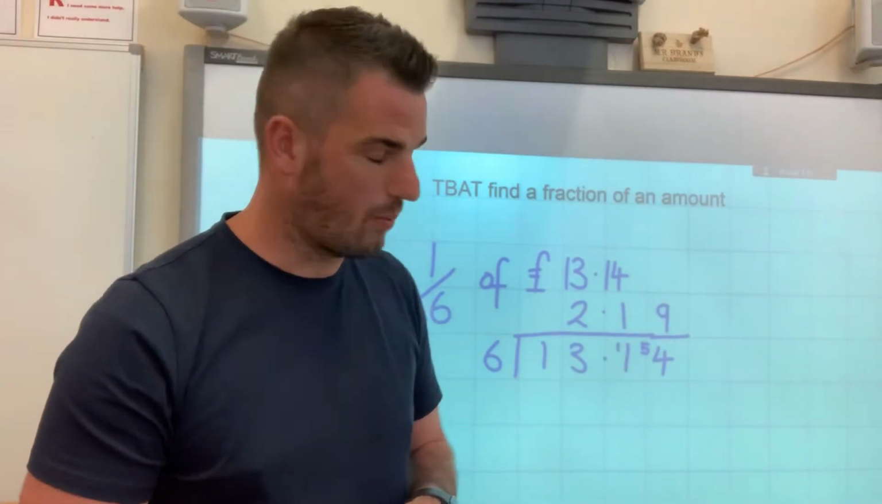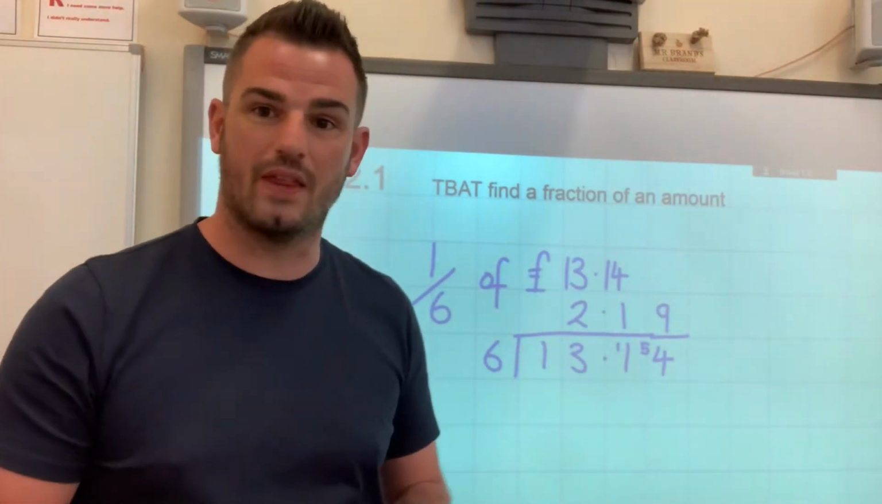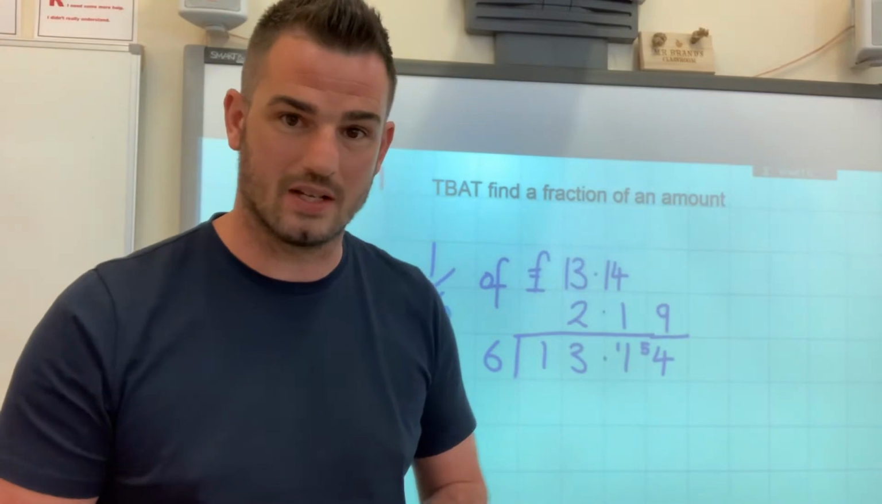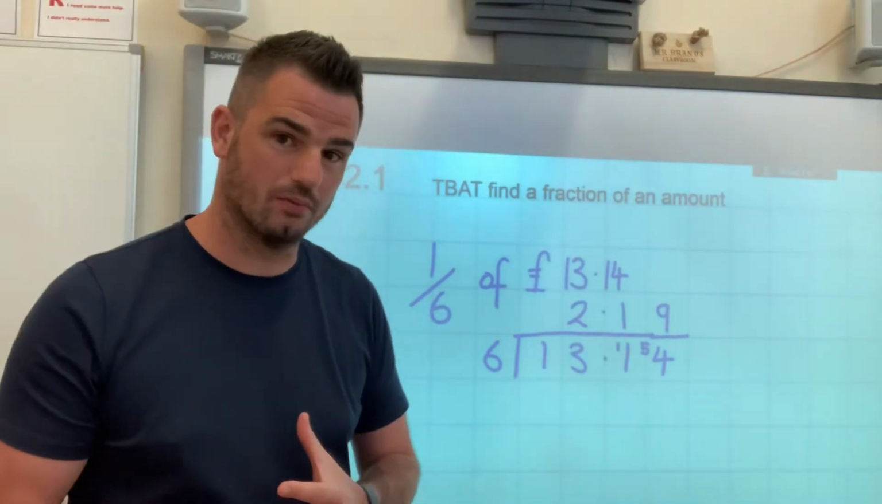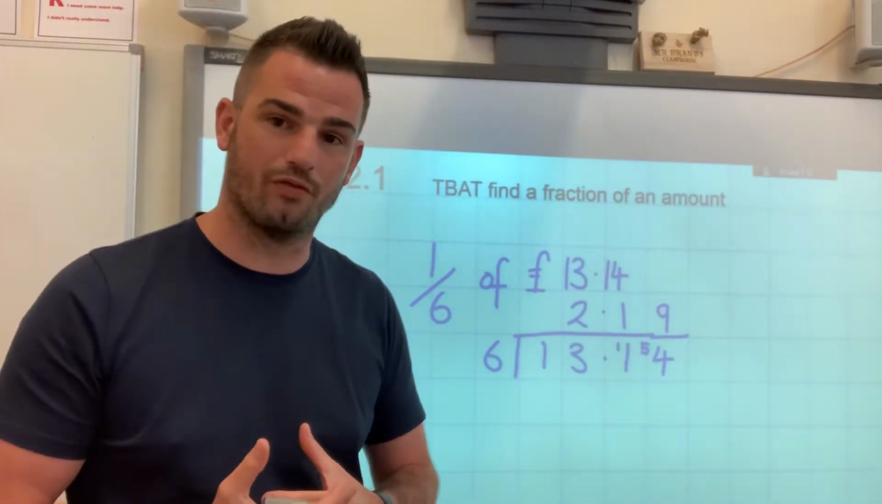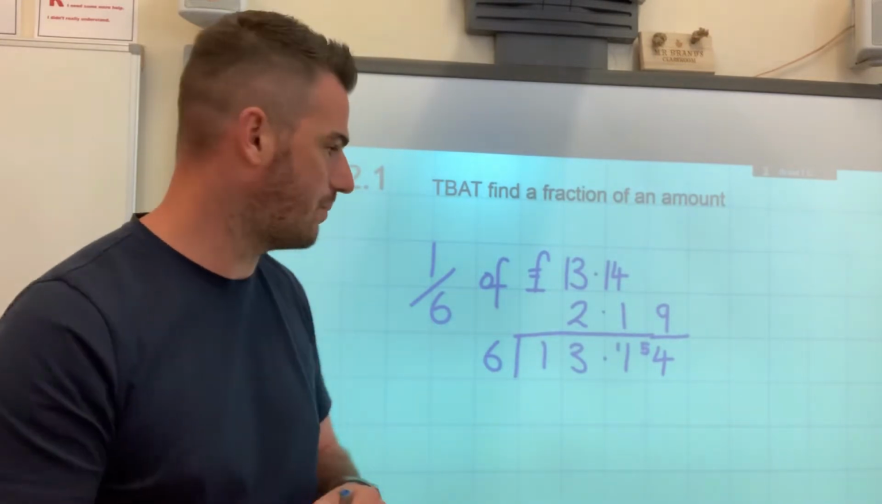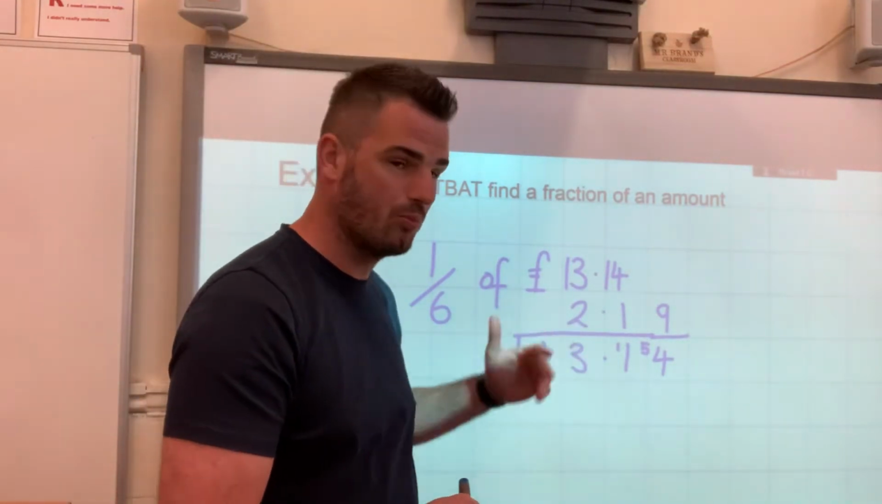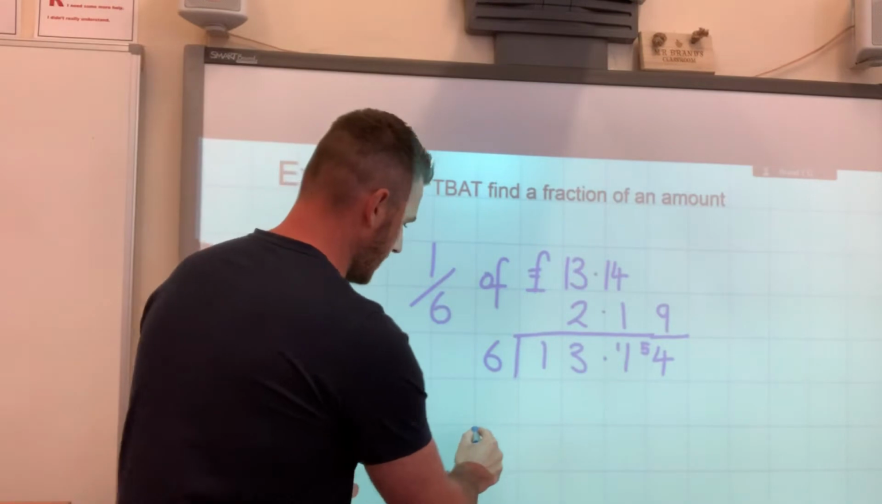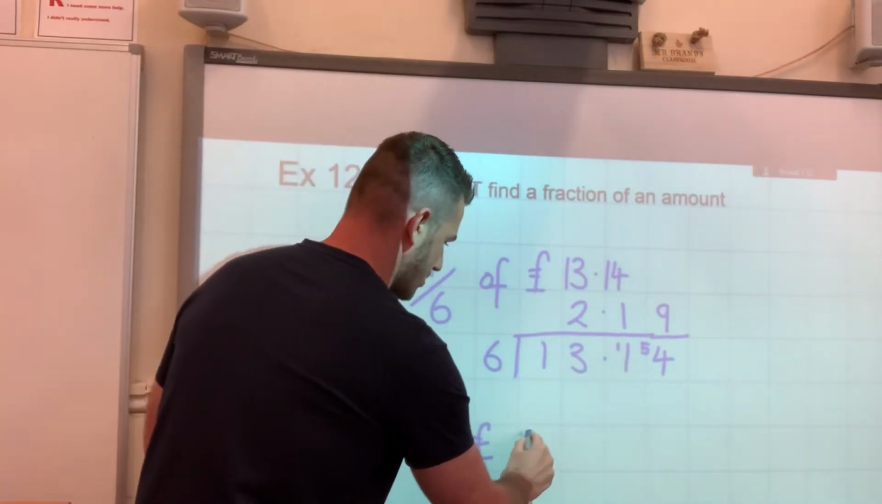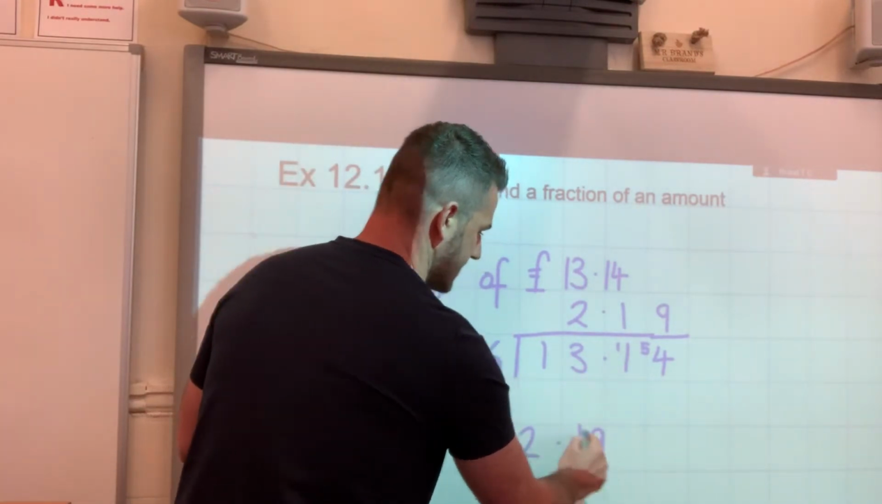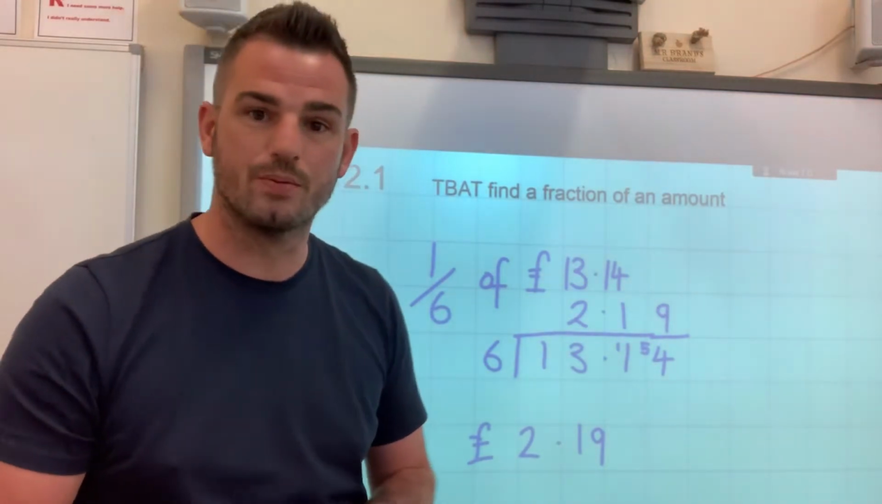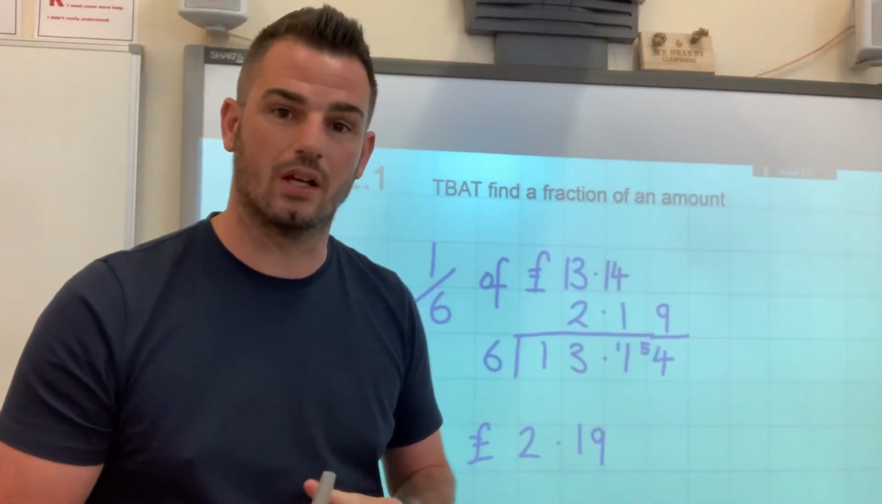Now what we must make sure we do with a question like this, as you'll find throughout the exercise, is remember we've got a unit of measure. It's not just 13.14, it's £13 and 14 pence. So we need to say, how much is that? Well, we use our pound sign and we say it's £2 and 19 pence. We must make sure that in our answer we include that.